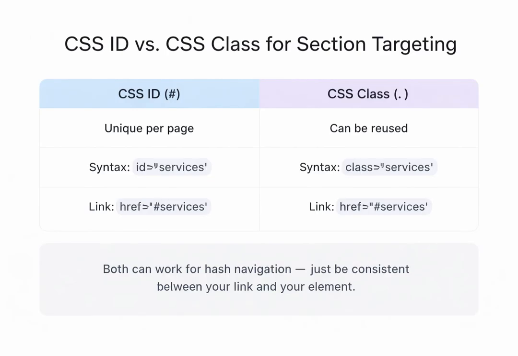There's a quick but important distinction being made here between CSS IDs and CSS classes when it comes to hash navigation. Both can technically work. If you use an ID, your link's hash should match that ID name. If you use a class, the class name should match. The key takeaway is consistency. Whatever you define in your navigation link's hash value must correspond to what's actually on the element in the page. The instructor confirms this when a student asks whether it should be a CSS ID, and the answer is yes. Either works, but you have to be deliberate and consistent about which one you're using.